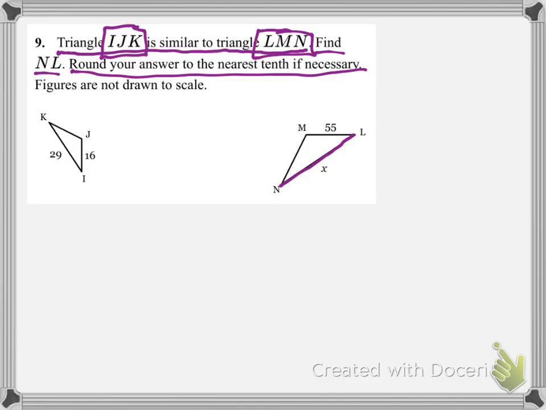Well, what side in this triangle goes with NL? Well, here's what you do. So NL, so here's N is the third letter, L is the first letter. So I go over here. The third letter is K, the first letter is I. So it's K-I. So here's K-I. Okay. So that means 29 and X match up.